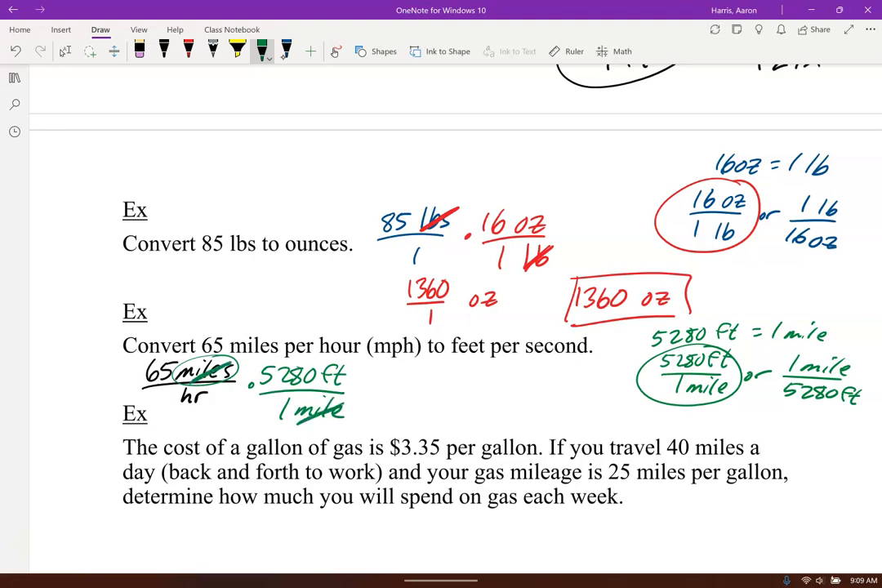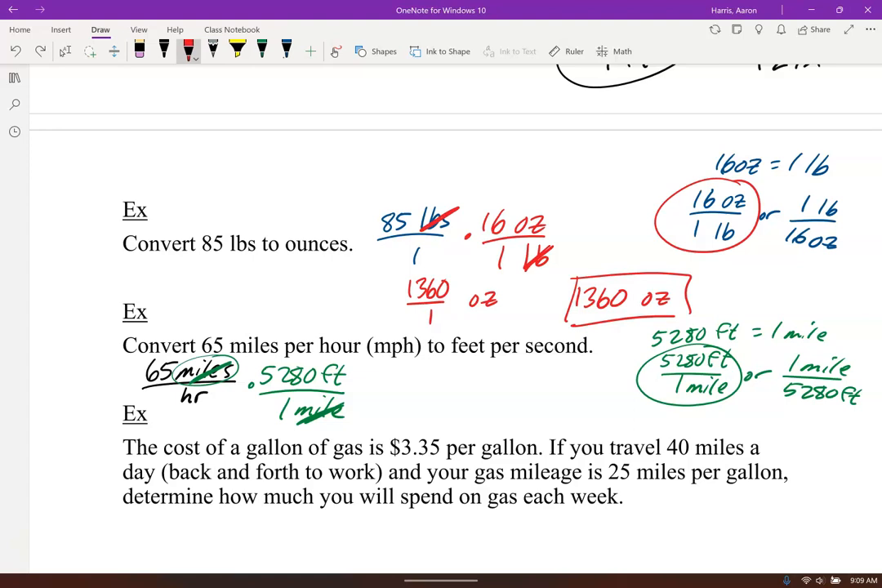Now notice, miles are canceled. So now our units are feet in my numerator, per hour in my denominator. So right now I'm in feet per hour. See how I'm in feet per hour? I want feet per second.